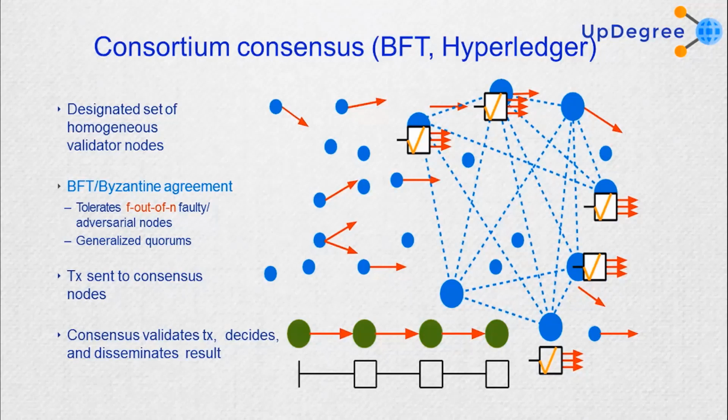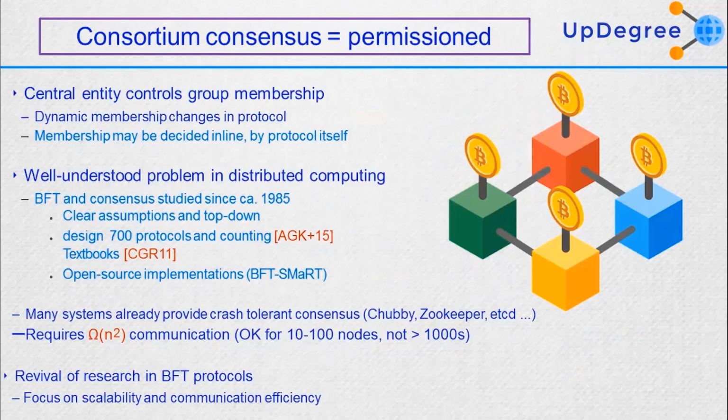And once you tick mark, then it's kind of consensus and the results are disseminated. That's the important thing. But let's see what is meant by permission. So Hyperledger is a kind of a permissioned ledger. In this, there is a central entity which controls your group membership, and a group can be decided by the protocol itself, and there can be changes in the protocol, and it's open source.